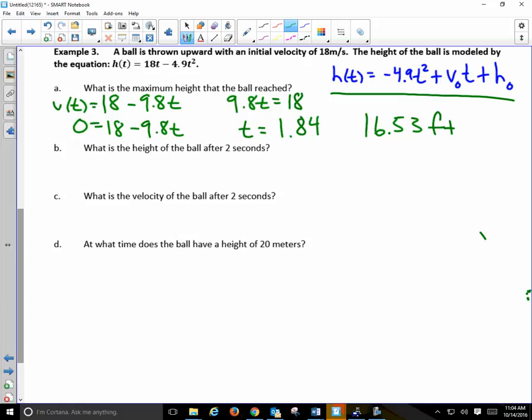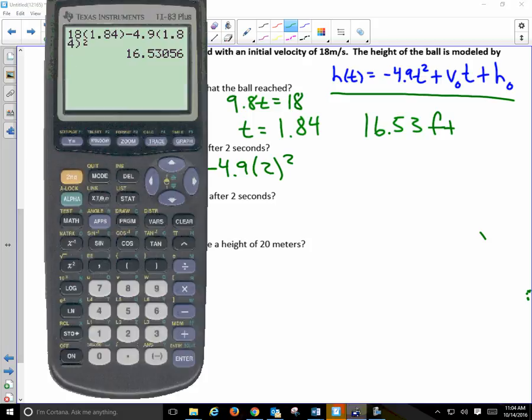Next question, what is the height of the ball after 2 seconds? I'd plug 2 into what? Velocity or position? Position. h(2) is equal to 18 times 2 minus 4.9 times 2 squared. That's 16.4.